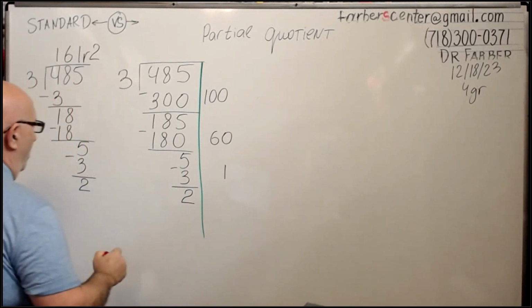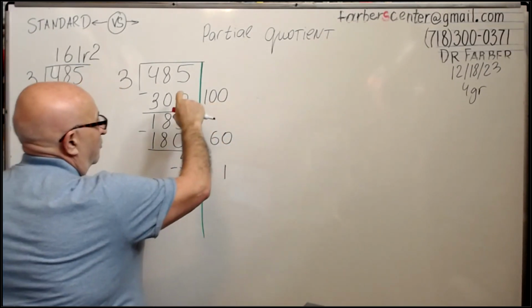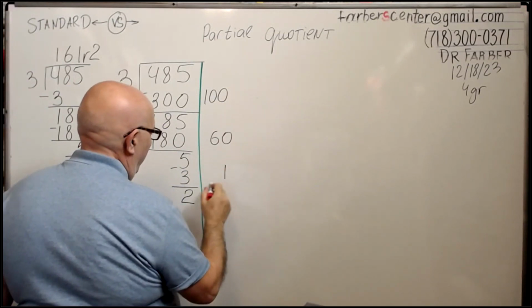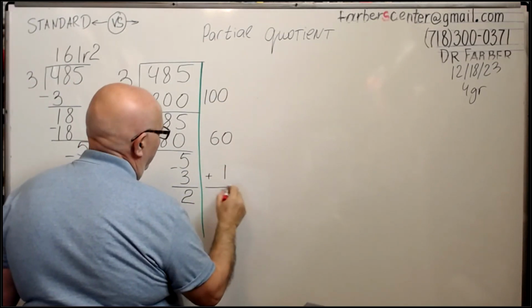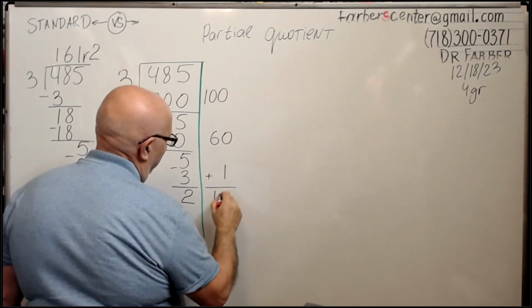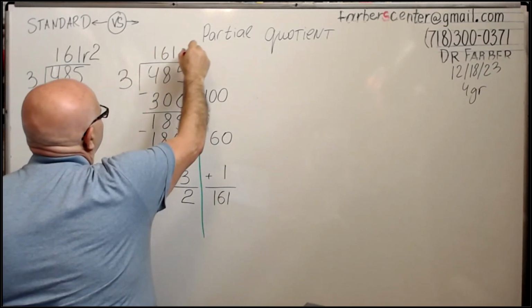And we have all these partial quotients. Partial, from what part? If you line them up, you add them up. If you add them up, you get 161. And you can write 161 remainder 2.